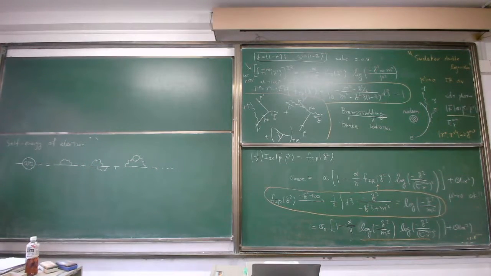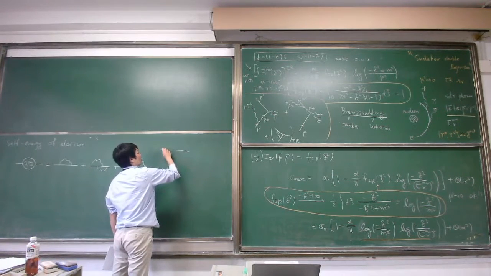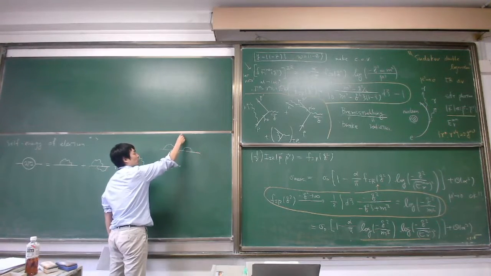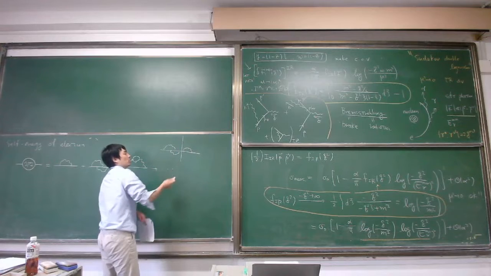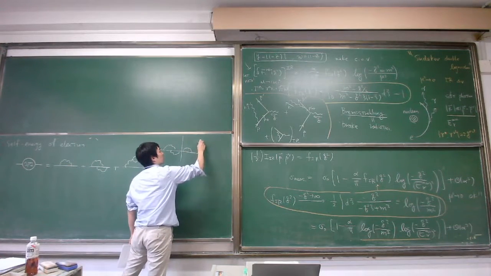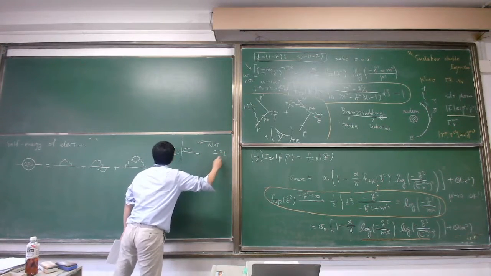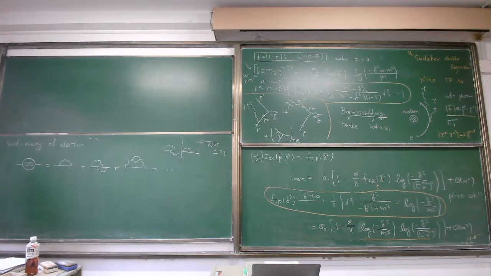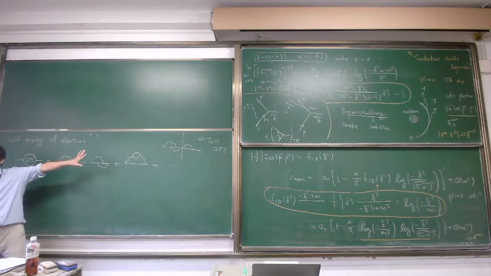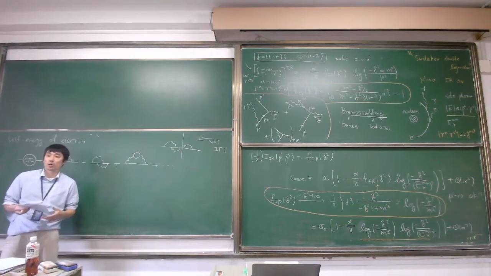And 1PI means that you cannot separate it. Therefore, you cannot have this kind of diagram. If you have this diagram, you can just separate it into two parts. So that is not called 1PI. This is not 1PI. 1PI means one particle irreducible. So this is called the self-energy of electron. It's dressed by the photon propagating and so on. The electron propagator can be dressed by quantum corrections. That's called self-energy.